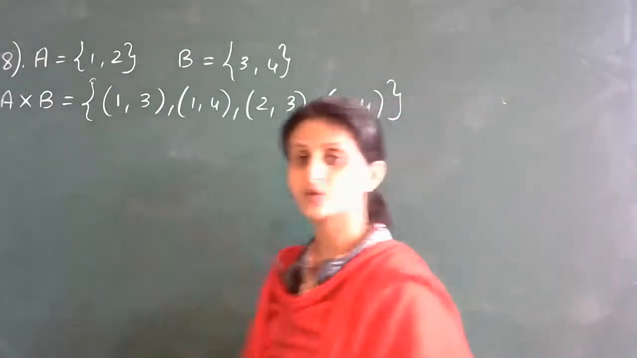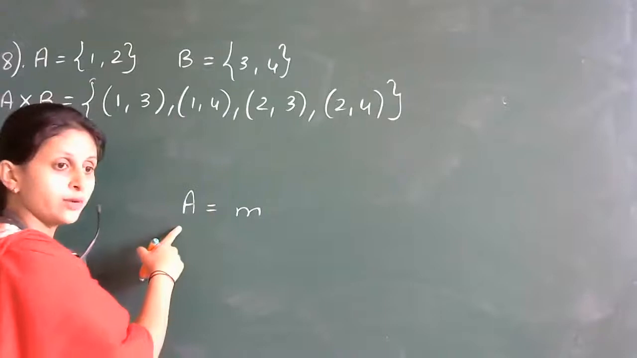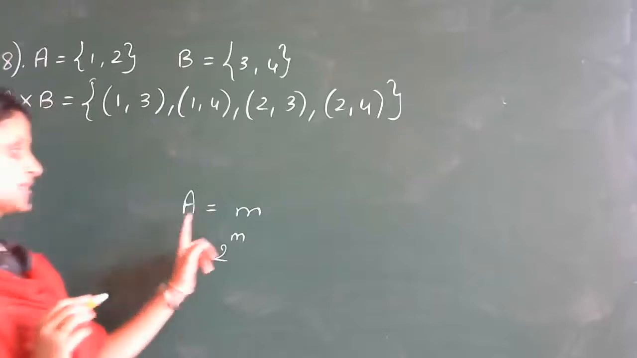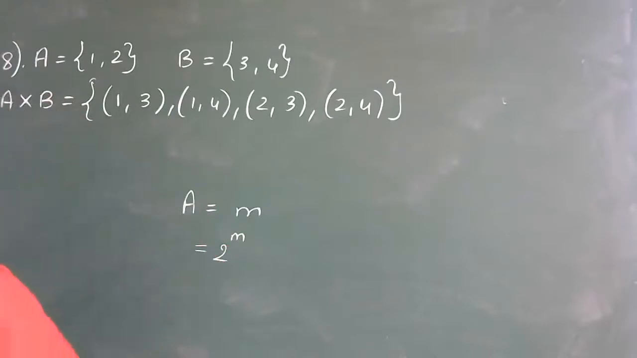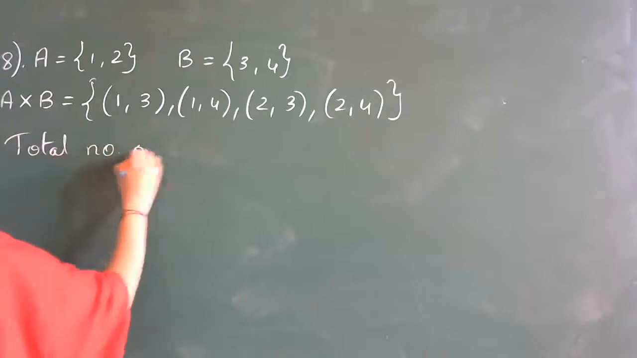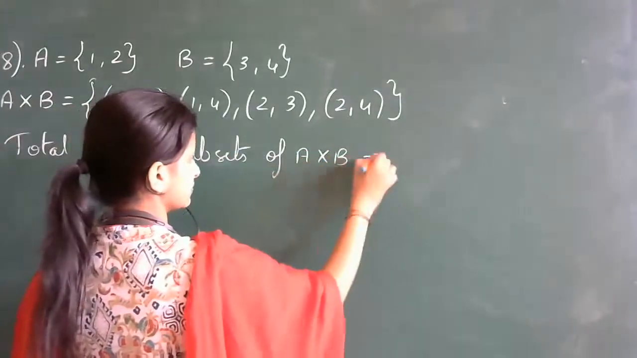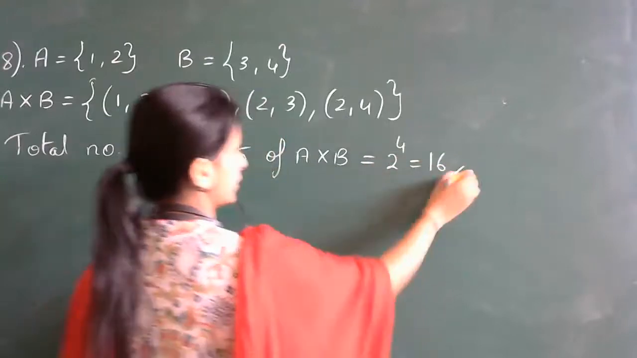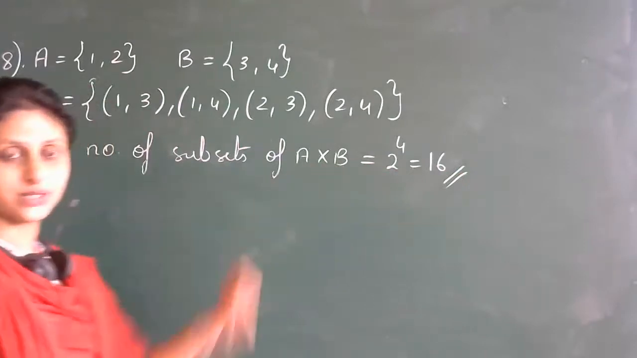How many subsets it will have, students? We have studied in sets. If a set has m elements, then total number of subsets of this set will be equal to 2 to the power m. Similarly here, total number of subsets of A cross B will be equal to what? How many elements it has? 4. So that will be equal to 2 to the power 4. So it will have 16 subsets. Very good.